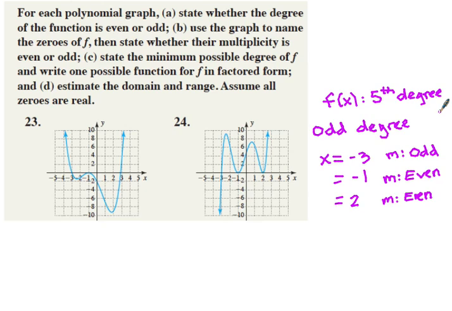And then estimate the domain and range, assume all these zeros are real. So my domain in this piece, what kind of x's can I put into there? All real numbers. Good. Okay. I can put anything I want into this function. It goes on forever left and right. Okay. How about our range? What are our y values? All real numbers, because we have one up, one down tail.